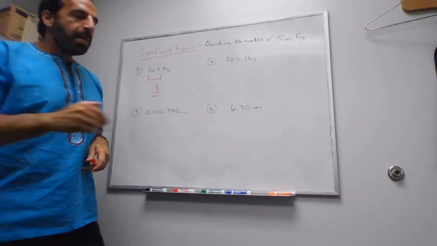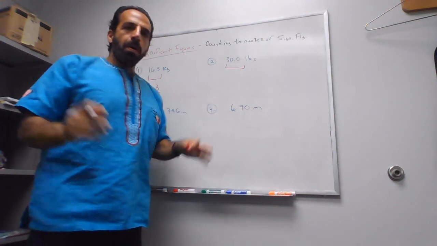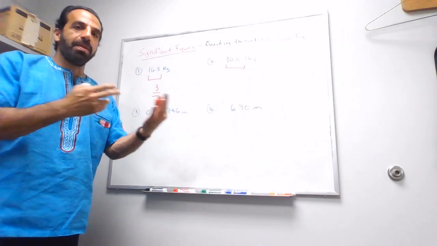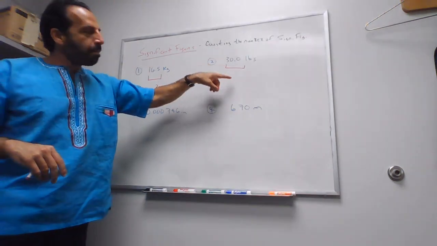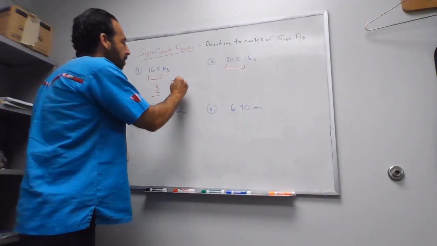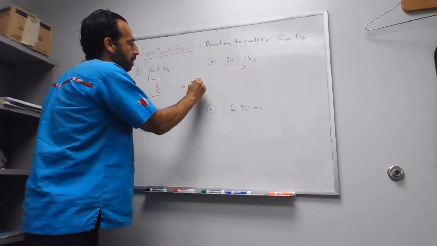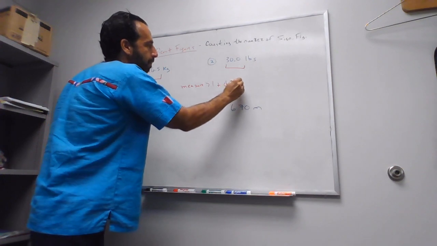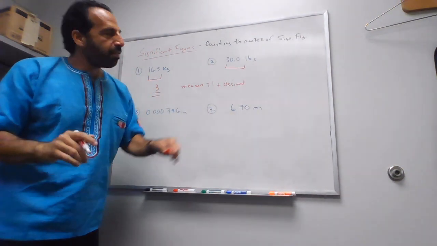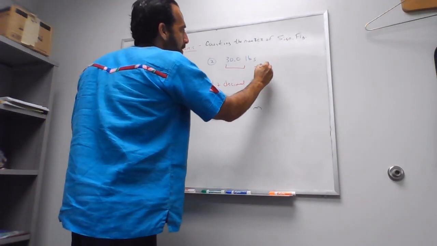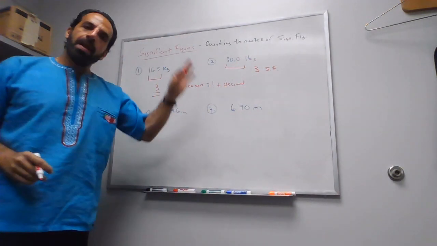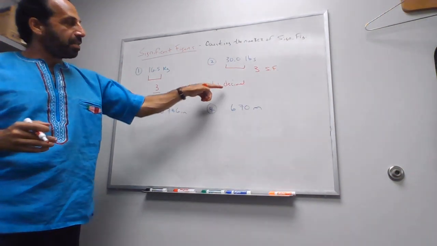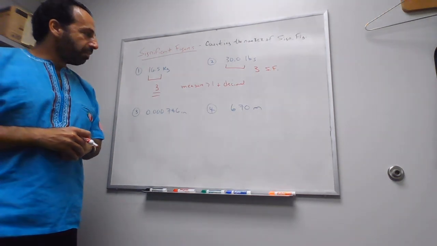Let's look at number 2. Now, this is 30.0. Almost all the rules for significant figures apply to zero. Sometimes the zeros are significant, sometimes they're not. In this case right here, if I have a decimal and the measurement is greater than 1, all the zeros are significant. So in this case right here, I'll have 3 significant figures. So again, the measurement is greater than 1, it has a decimal, so all the numbers are going to be significant.